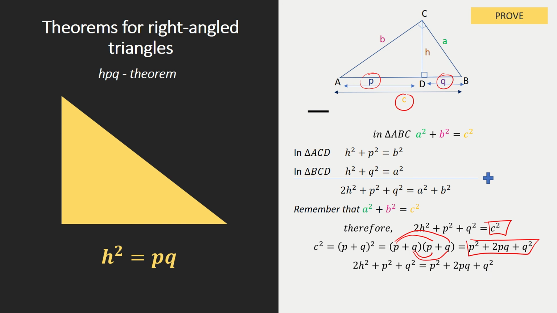Now I'm going to use the balance method to simplify everything. So I'm going to subtract p squared on both sides, so that means that p squared is going to disappear. I'm going to subtract q squared on both sides, so that also means that it's going to disappear. So the only thing we have left is 2h squared equals 2pq, which we divide by 2, and then we get h squared equals pq. And this is how we have proven that our hpq theorem works for all right-angled triangles.